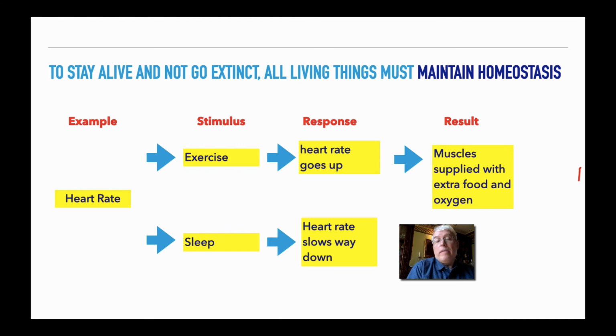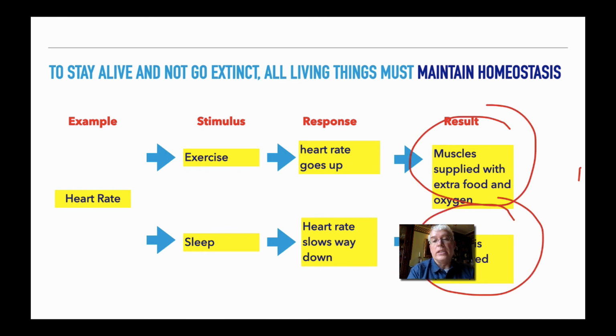But when you're sleeping, your body conserves energy and slows your heart down because your muscles aren't working and they don't need the extra food or the extra oxygen. Okay, so I hope that makes sense. Three good examples of homeostasis. One supplies your muscles with the extra energy they need. The other response is conserving energy. So heart rate is an example of where homeostasis isn't about a balance. Okay, it's about a proper response.